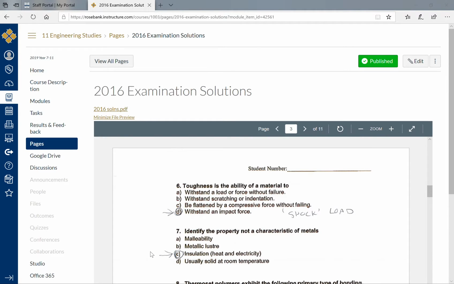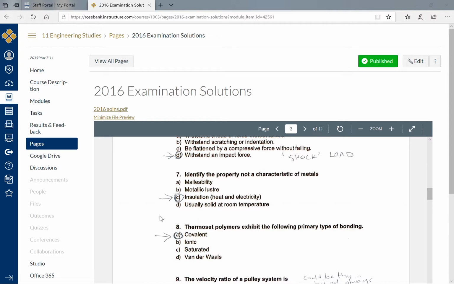Identify the property not characteristic of metals. We know that metals tend to be malleable, you can bend them. We know that they're shiny. We know that they're usually solid at room temperature. The only exception, of course, to that is mercury, which is why they say usually. And insulation is something that is not a characteristic of metals, okay? They actually conduct heat and electricity well.